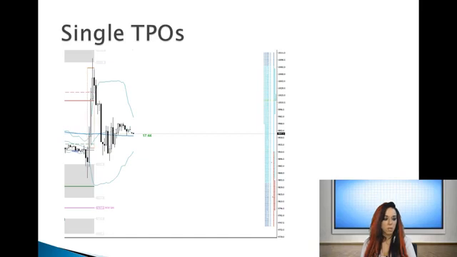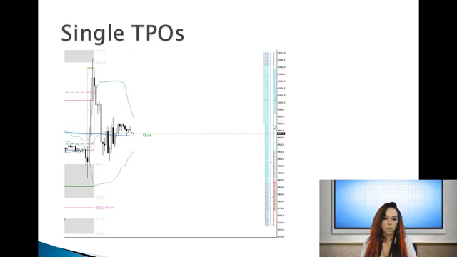Single TPOs are sometimes called single ticks. They are lonely single letters that don't have a row. Okay? If you see this one, C, it's all by itself. D, it's all by itself. So when you see an initial balance extension, you will typically at first get these single TPOs.